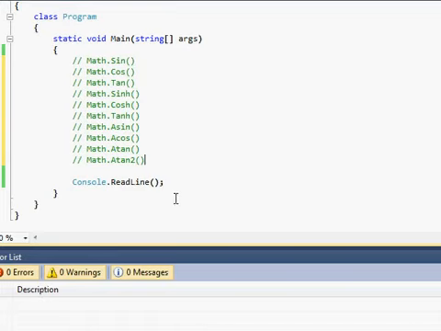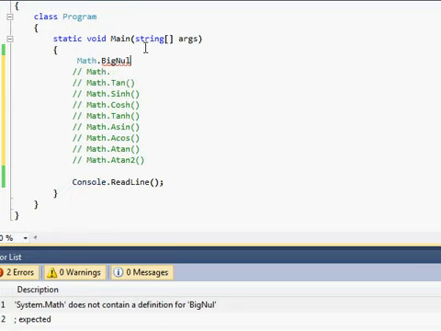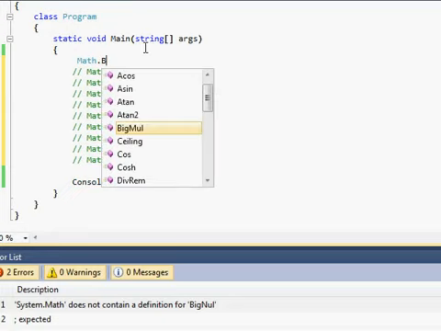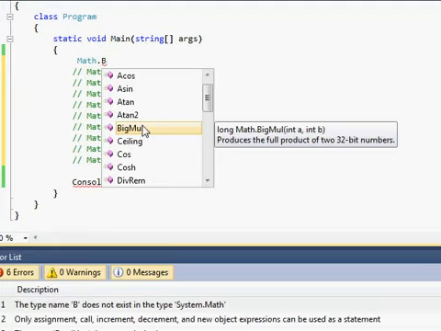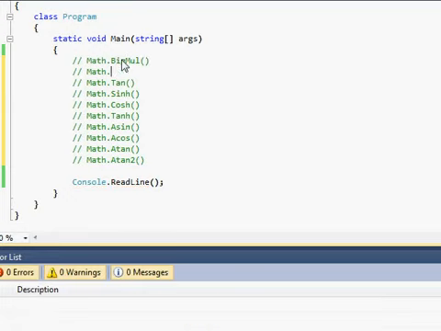And then the rest of them are some that I don't really know what they would do. These apparently have something to do with 32-bit. Let's see, what did it say exactly? Looks like BigMul. Produces the full product of two 32-bit numbers. So I mean, I don't know what that does. Math.BigMul. And then DivRem. That has something to do with 2-bit numbers.